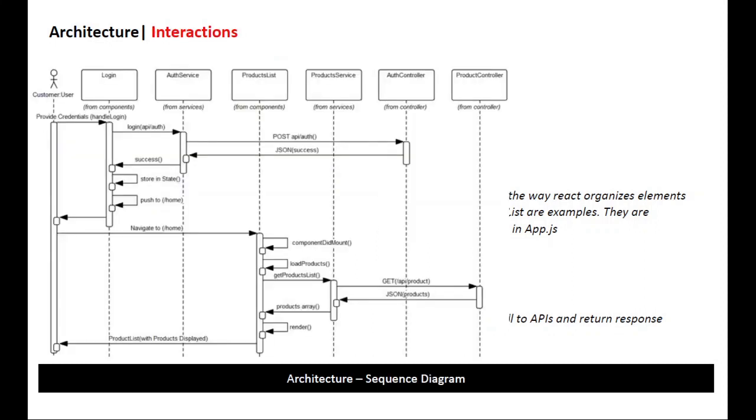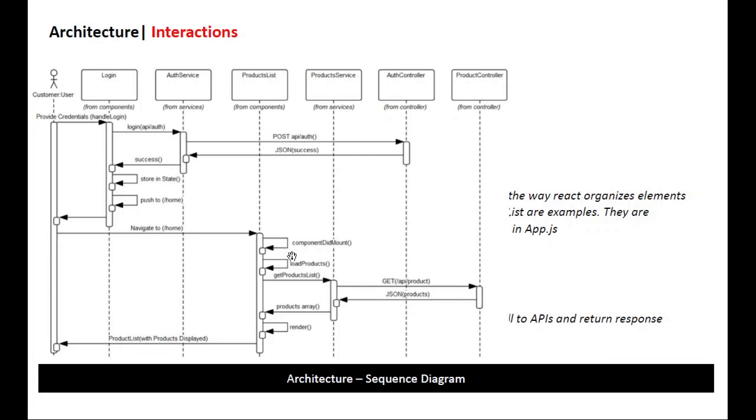From an interaction standpoint, it starts with login, and then login goes to the authentication service inside the React services, which makes a post to the authentication controller in the Python code. Once this is successful, it is stored in state, and then the login page leads to a history push to navigate home, which is nothing but the product list component.